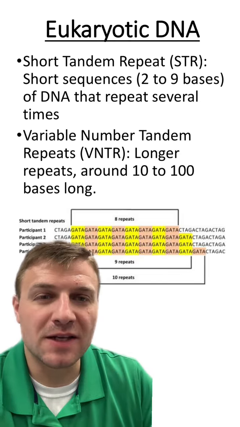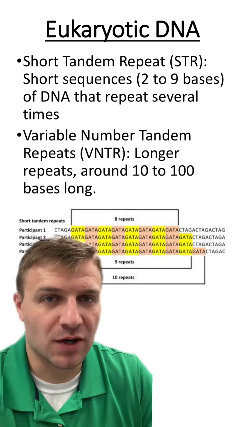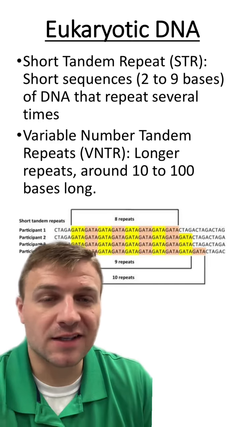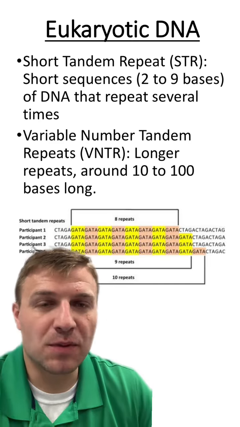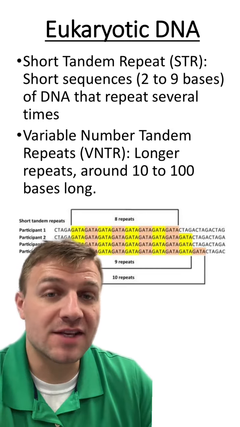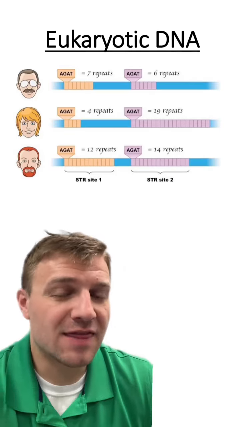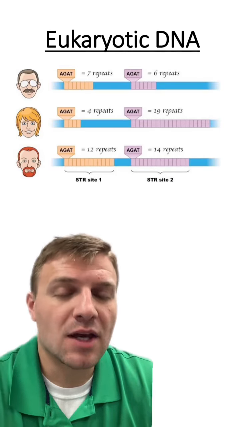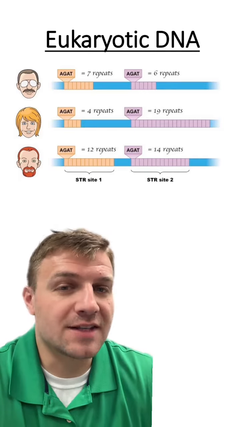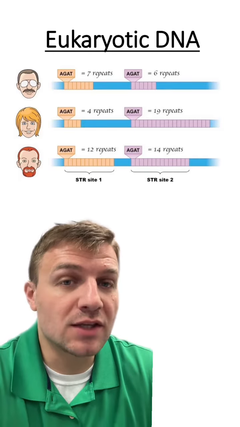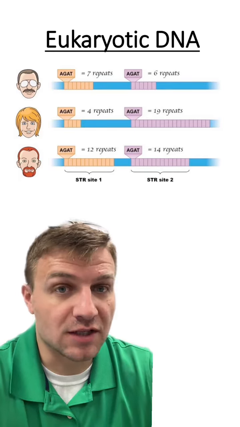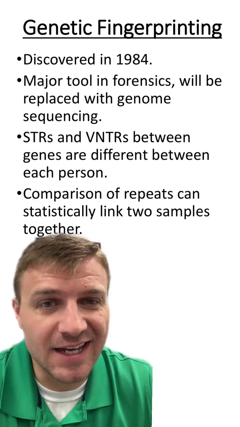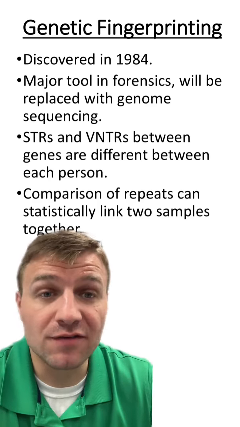STRs are short repeated sequences of DNA that don't code for a protein, while VNTRs are basically the same thing but larger. And each person's going to have a specific amount of these STRs and VNTRs. These repeats allow us to separate the DNA based on length. So because essentially every person has a unique set of these repeats, we can use it in a gel electrophoresis machine. And this was discovered back in the 1980s, and it's a major tool still used in forensics today.